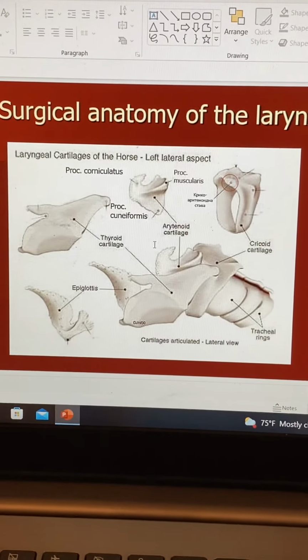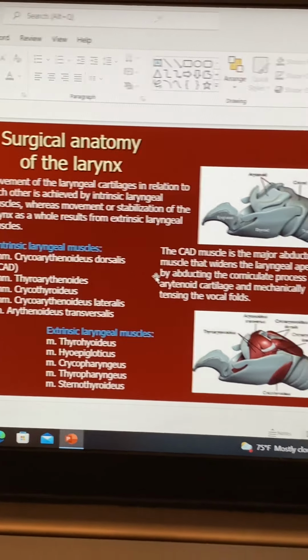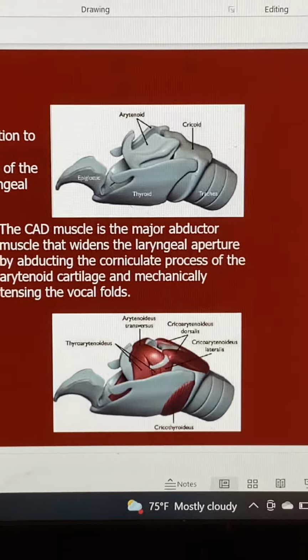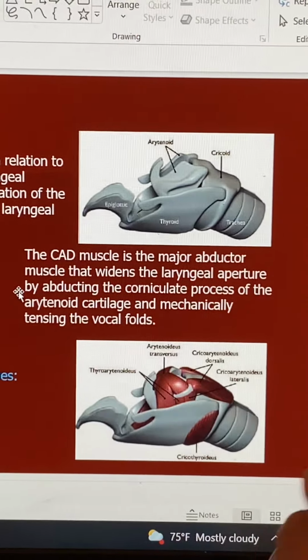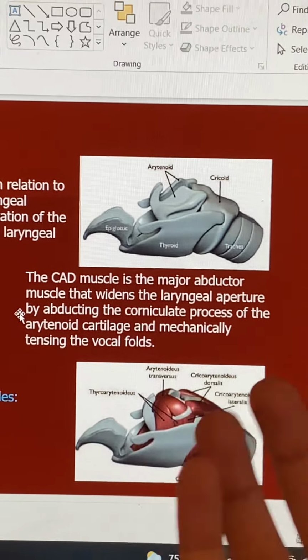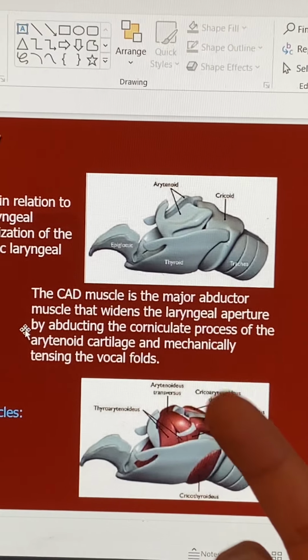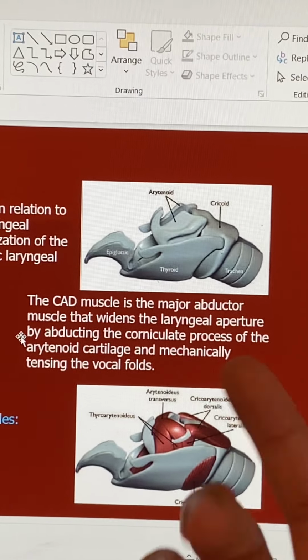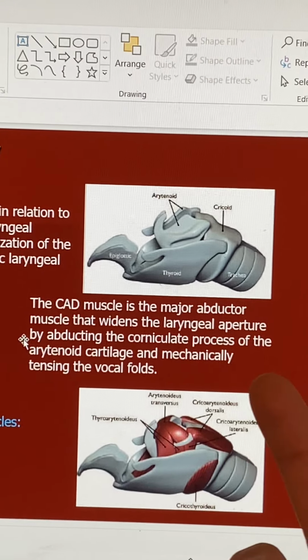I don't know if this is even going to come up, so I think I'll move on. You have the surgical anatomy of the larynx. Let me try and show it to you. So the movement of some of these, let's say, laryngeal cartilages in relation to each other is achieved by intrinsic laryngeal muscles, whereas the movement or stabilization of the larynx is from extrinsic laryngeal muscles.